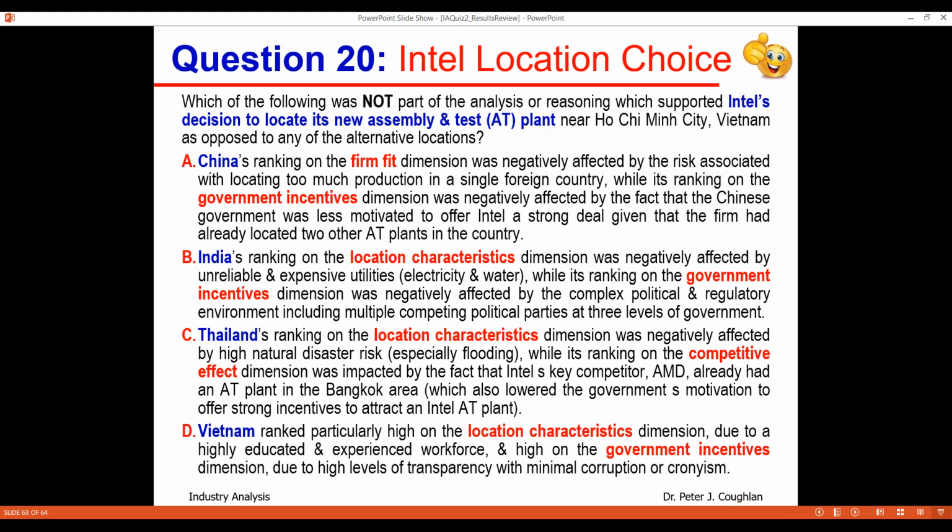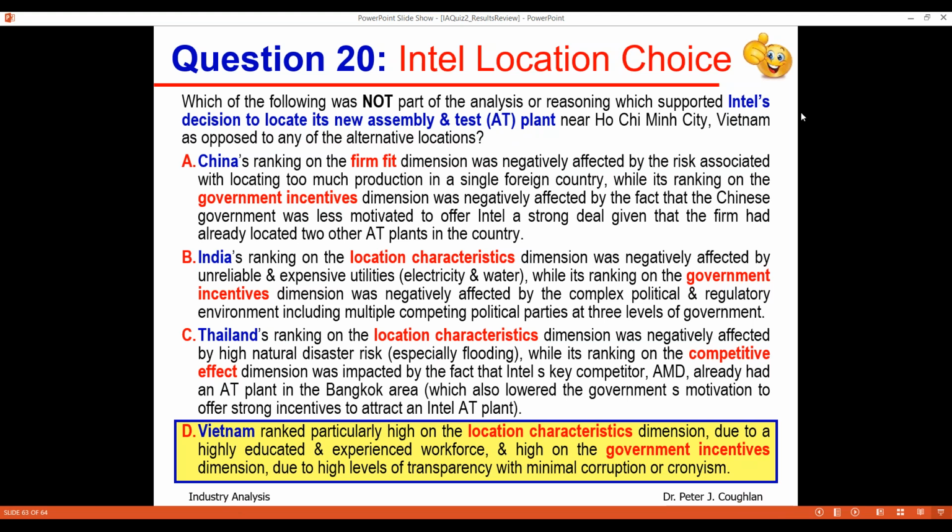Which of the following was not part of the analysis or reasoning which supported Intel's decision to locate its new assembly and test plant near Ho Chi Minh City, Vietnam, as opposed to any of the alternative locations? My voice is about to go, so there's no way I'm reading all of these. 90% plus of you got this right. The right answer was D. Right. So let me just explain why D.